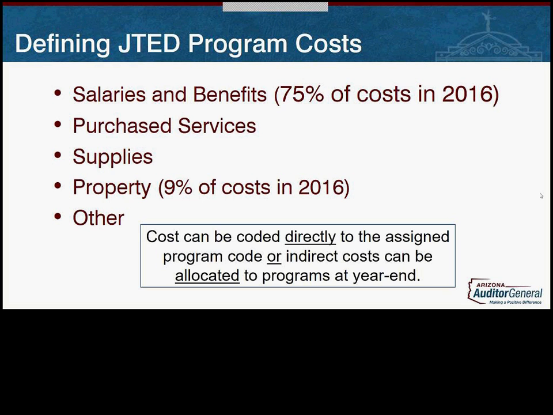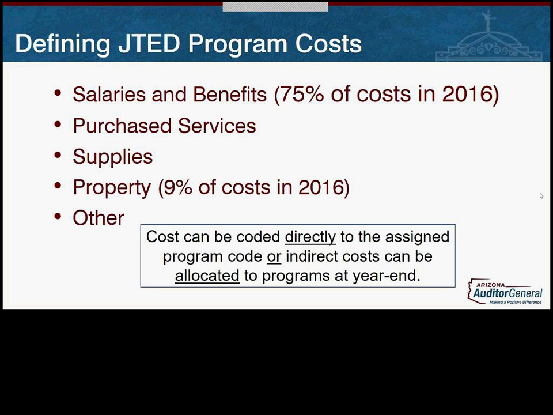So if you did not implement the new program codes in 2017, but you can look at your records and directly assign the salaries and benefits to report in the salary and ERE columns on the cost report, rather than doing a formula-driven allocation of those costs in their indirect column of the report. That would provide more information on your JTED program costs.